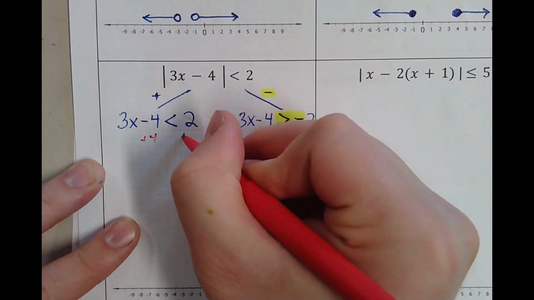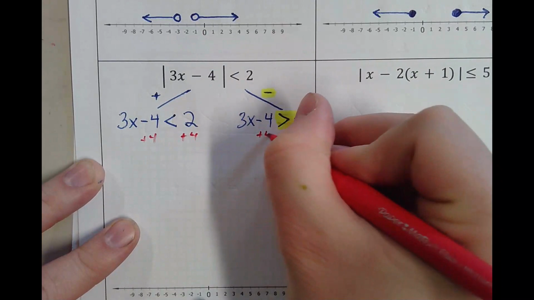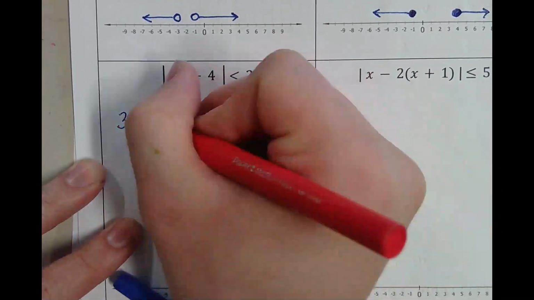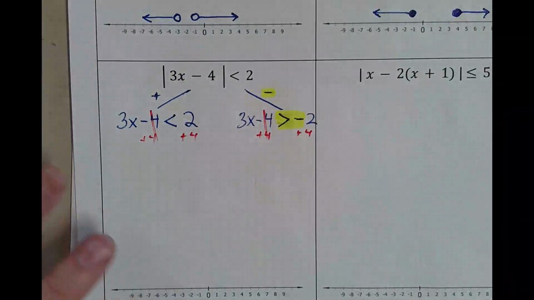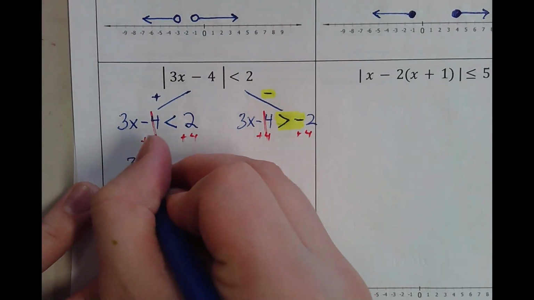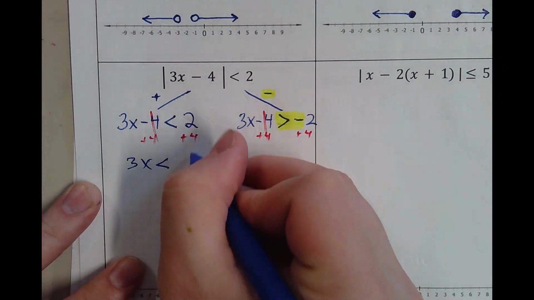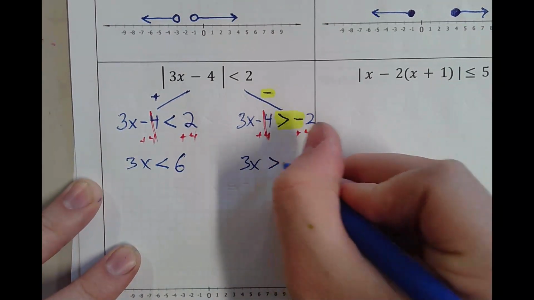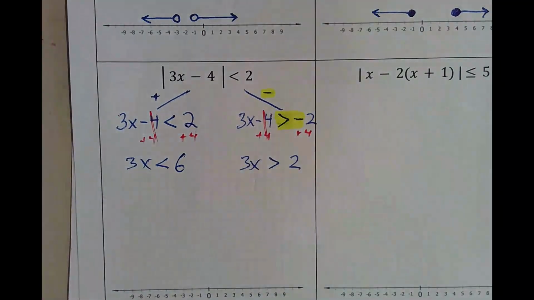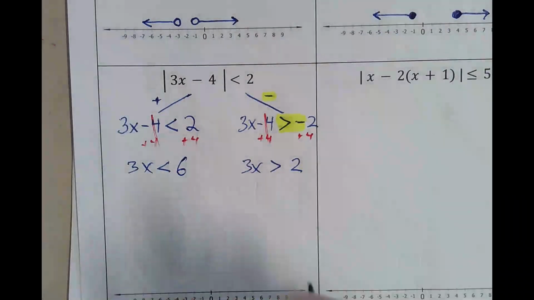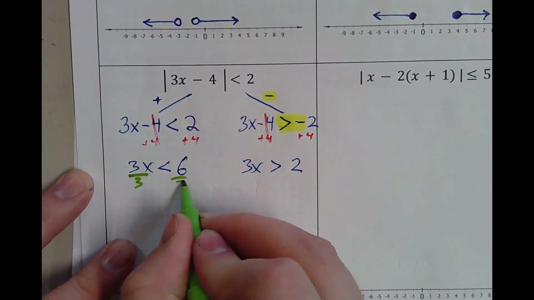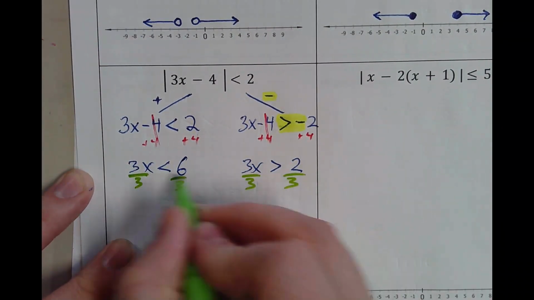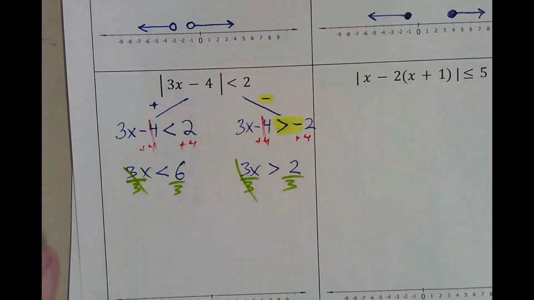I'm going to add 4 to both sides, which is true for both inequalities. We get 3x is less than 6, is that right? Yeah. And 3x is greater than 2. Interesting situation here. Dividing both sides by 3, we're going to get 2 solutions.